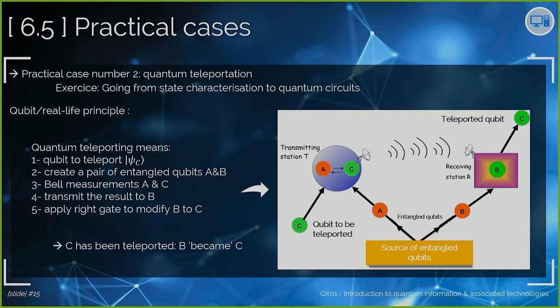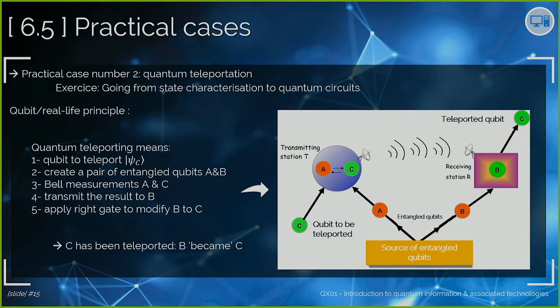So quantum teleporting means what? First you need a qubit to teleport, so that would be C. You need to be able to create a pair of entangled qubits, A and B. So as of now, they are separated. Then the third step is you need to make these Bell measurements between A and C, a joint measurement. In a way you can see it as collapsing A and C together.